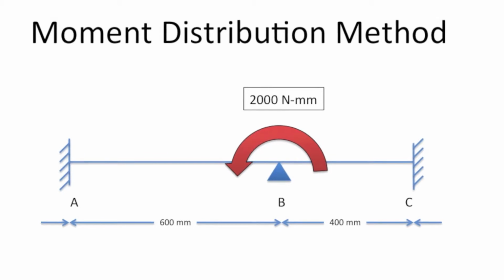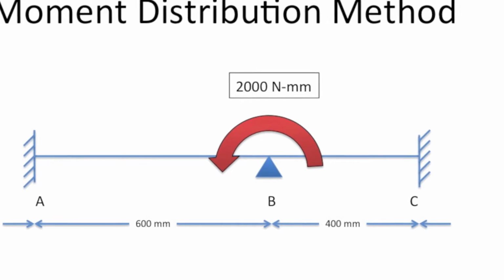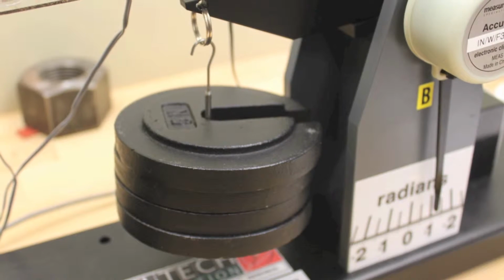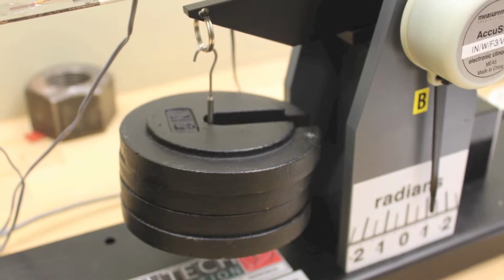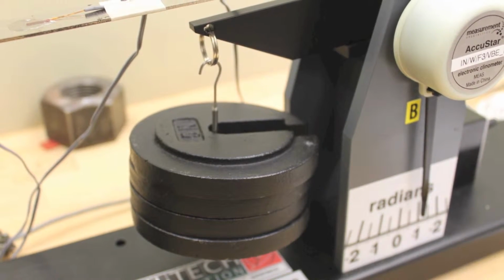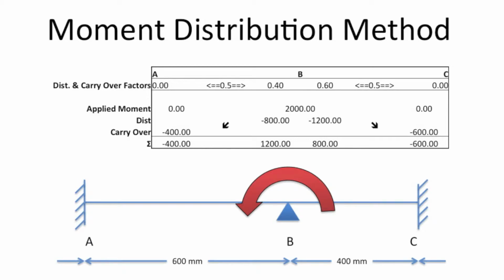For this demonstration, we will show how a 2,000 Newton millimeter applied moment at the center span will distribute to the supports. This moment is applied by placing 20 newtons of load on a 100 millimeter lever arm at the center support. The theoretical moment distribution is shown in this graphic.